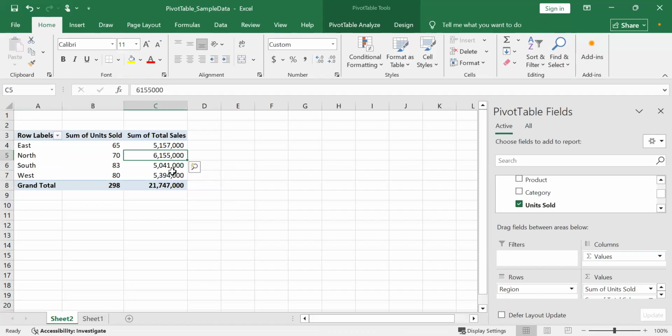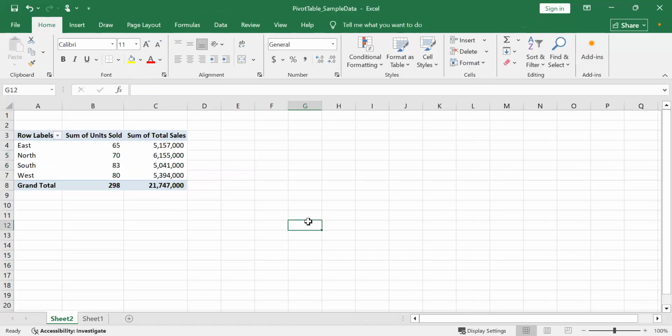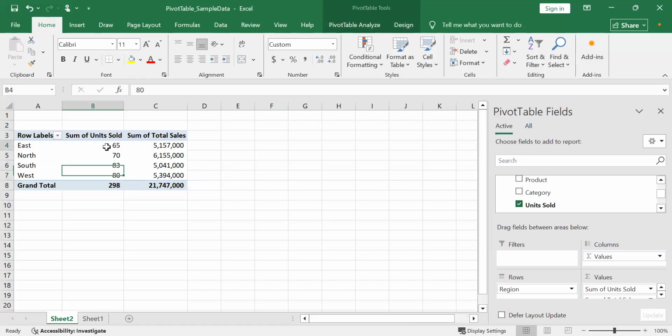6 point something. So you could say, oh, okay, these people are making more, but then these are things that need to be taken into account. That's why I said let me look at the volume and the value in itself. See, for example, East just sold 65 and they made 5.1, correct? But South sold 83 and they just sold 5 point what? That's a lot. 5 million. Better. So what does that tell you?